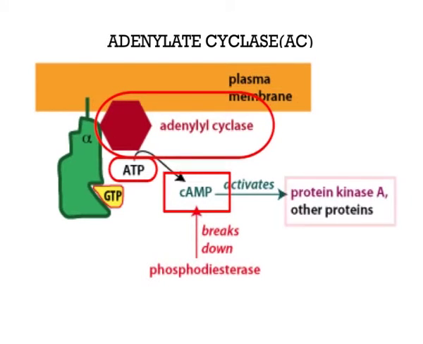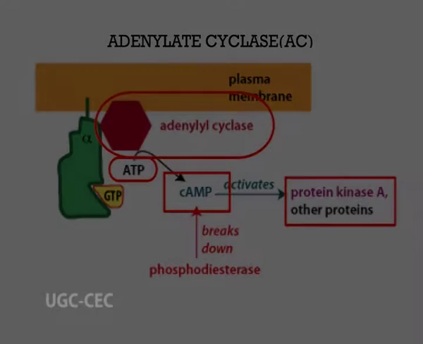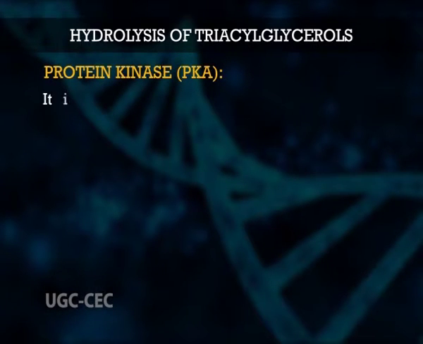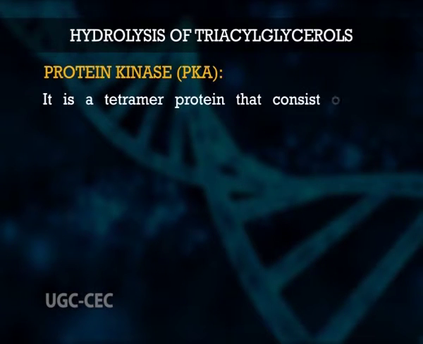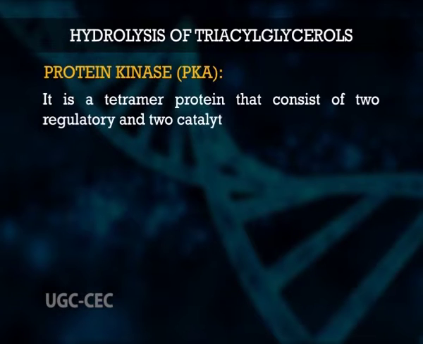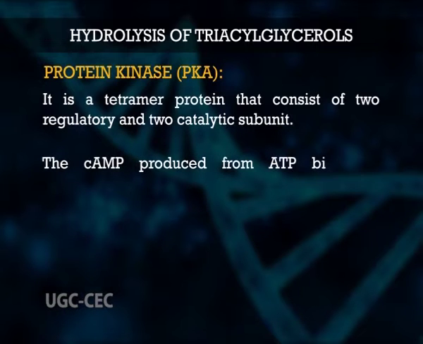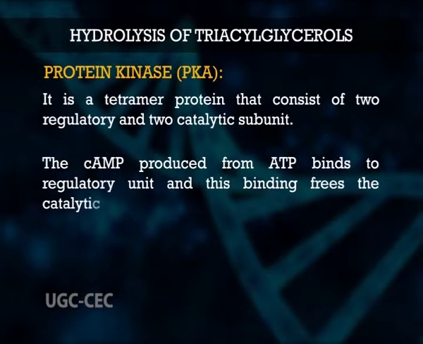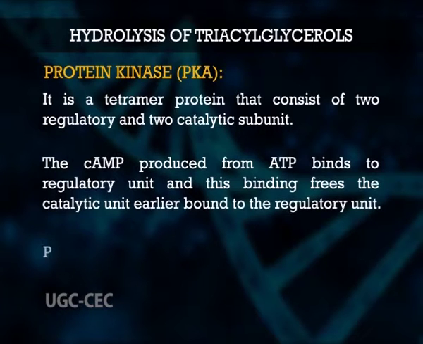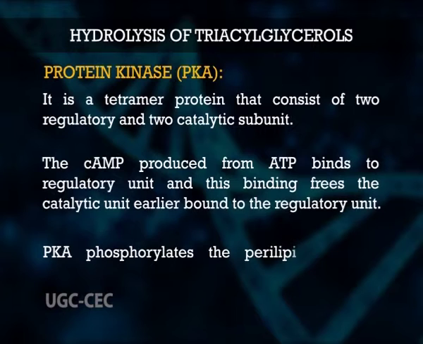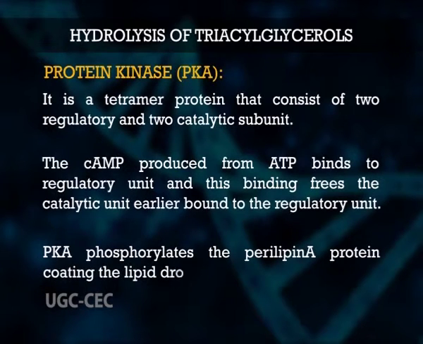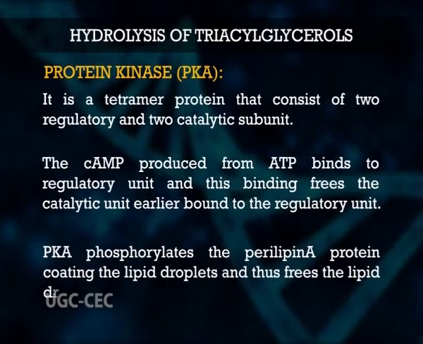The cyclic AMP in turn activates protein kinase A, or PKA. It is a tetramer protein that consists of 2 regulatory and 2 catalytic subunits. The cyclic AMP, which is produced from ATP, will bind to the regulatory unit, and this binding frees the catalytic unit, which was earlier bound to the regulatory subunit. Now, this PKA will phosphorylate the perilipin A protein coating the lipid droplets and thus frees the lipid droplets.